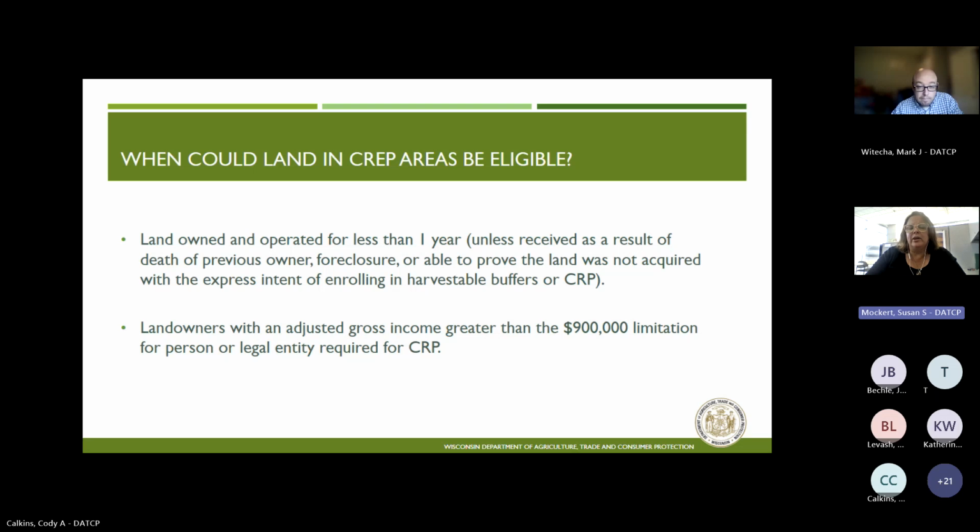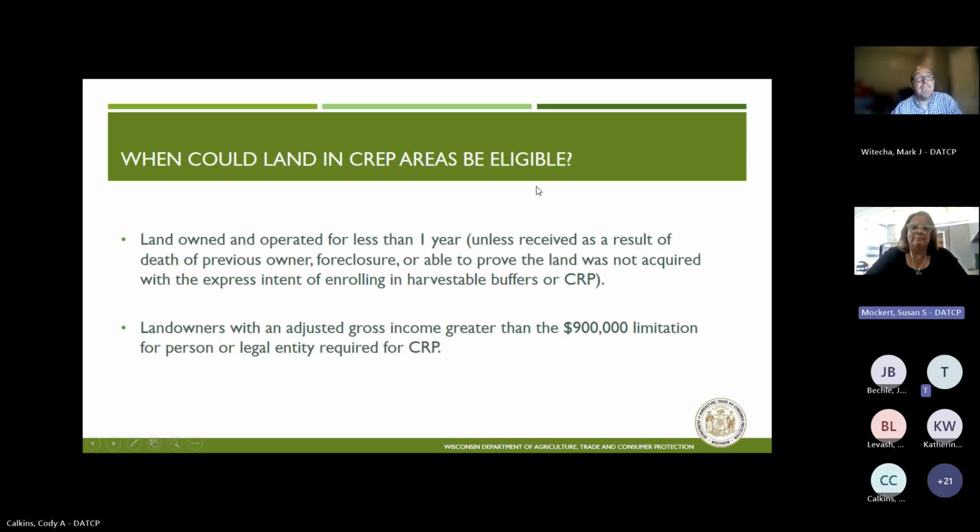So when could land in CREP areas be eligible? I'm not talking about land in a county that's partially covered by CREP. I'm talking about a piece of land in an area that CREP would be eligible. There are 2 very narrow opportunities where this could happen. If the land is owned and operated for less than 1 year, unless received as a result of death of the previous owner, foreclosure, or able to prove the land was not acquired with the express intent of enrolling in harvestable buffers or CRP, or if the landowners have an adjusted gross income greater than the $900,000 limitation per person required for CRP. Those would eliminate these properties from being eligible for CRP, but could potentially be eligible for harvestable buffers.